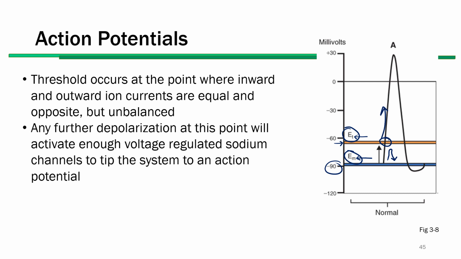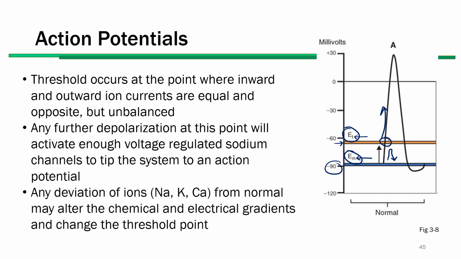Any further depolarization at threshold will activate enough voltage regulated sodium channels. It's going to tip the system to an action potential. Any deviation of ions, sodium, potassium, calcium, from normal may change where these threshold or membrane values are, and are going to change how this cell behaves. And we'll look at some examples of that.